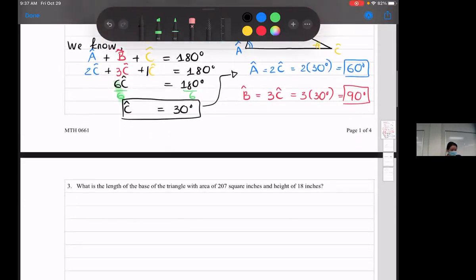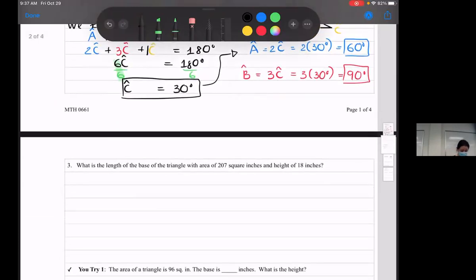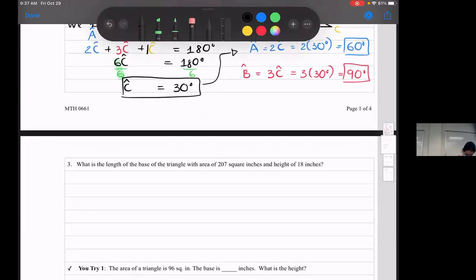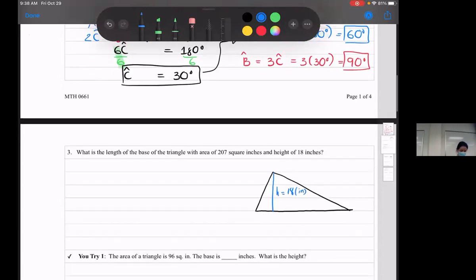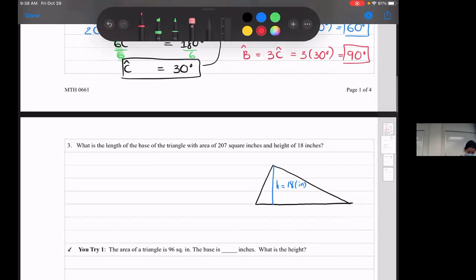Number 3: what is the length of the base of a triangle with an area of 207 square inches and a height of 18? So again, draw things out first. The height I'm gonna do in blue here, that's H. The height is 18 inches. They want the base, so base B.